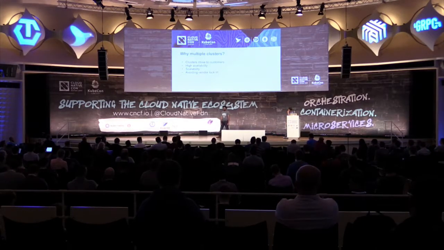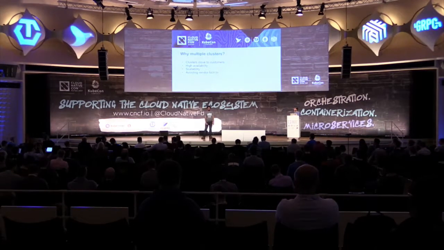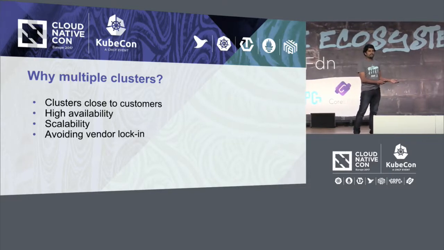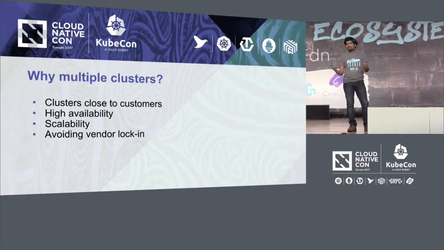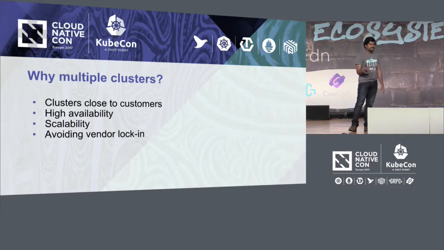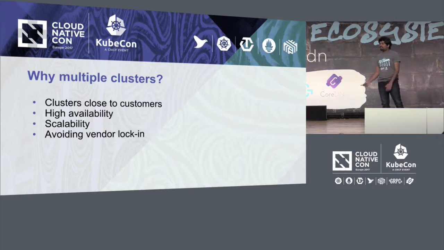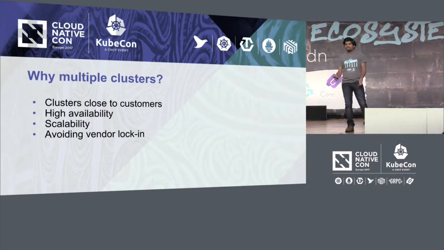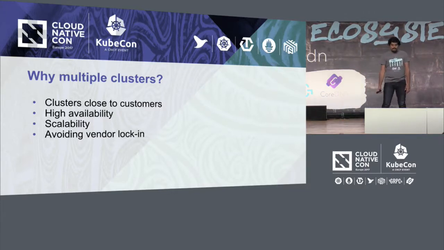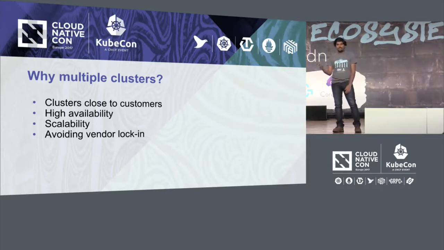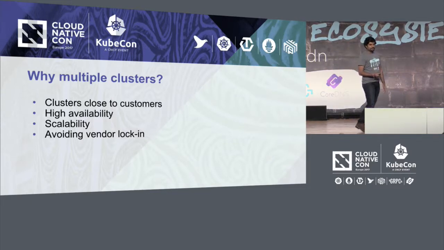And why would you need multiple clusters? There can be many reasons, like you want clusters closer to where your customers are. You have customers in Europe, and you have customers in US. So you would want clusters in both those continents. You don't want cross-Atlantic latency. Or you want high availability, like you will have clusters in multiple availability zones. So even if one goes down, the other still continues to work. Or you might need multiple clusters for scalability. Or you want to avoid vendor lock-in, like you have a hybrid setup. You have one on AWS, one on GCP, or on-prem. So those are some of the reasons why you might need multiple clusters.